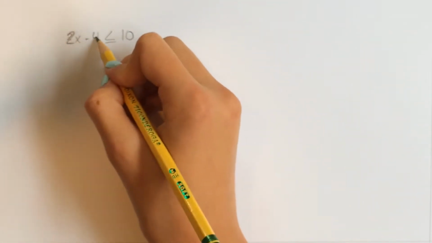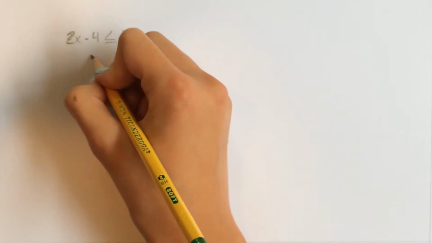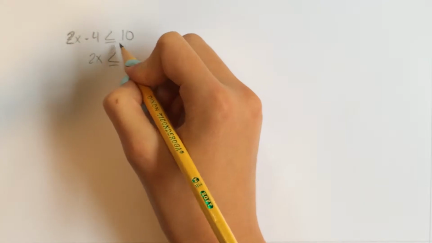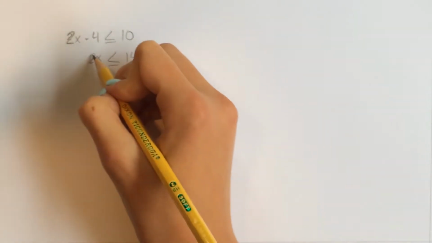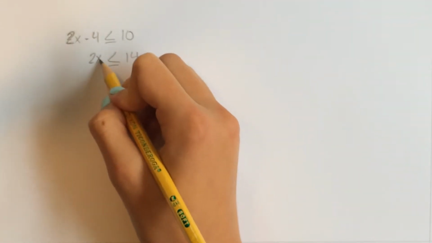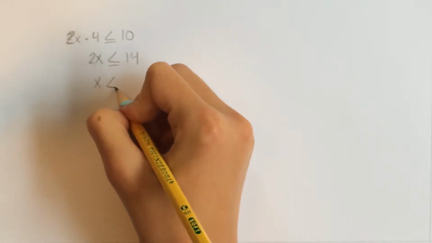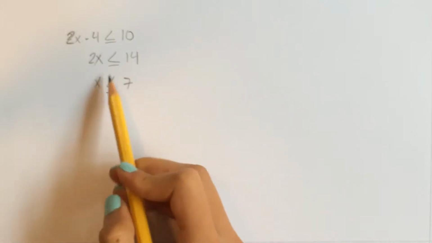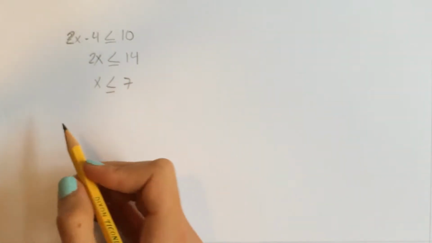So we have to add 4 to both sides to cancel 4 out. So we get 2x is smaller than or equal to 10 plus 4, which is 14. Now, just like a regular equation, we have to divide by 2 to isolate x. So x is smaller than or equal to 7. So this is the solution to our inequality, but what is this on a number line?